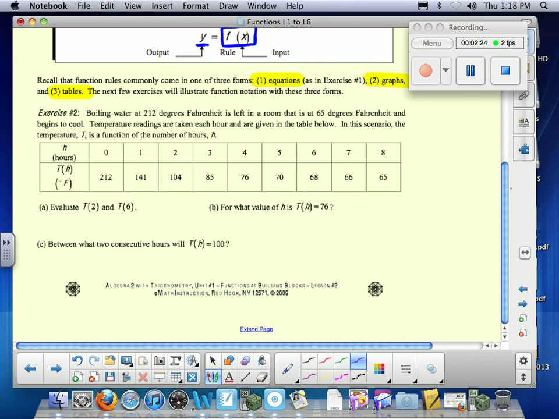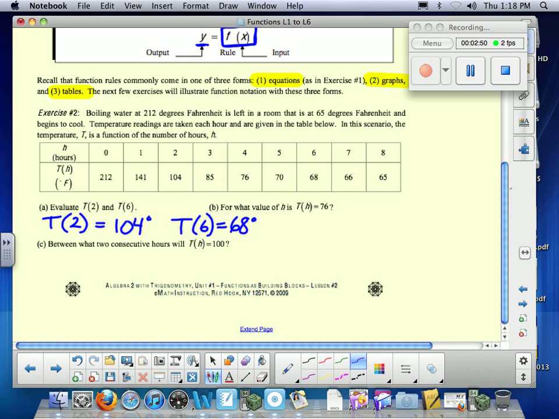So, using our table of values, can you tell me what the function at 2 hours is equal to? What's its output? Go ahead, just shout it right out. 104. And at 6 hours? 68. All right, good. So we can read that table.